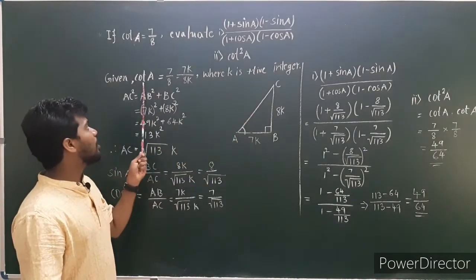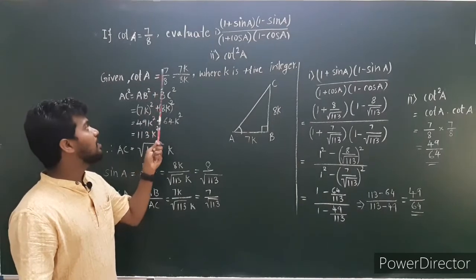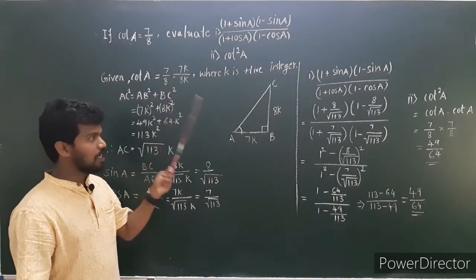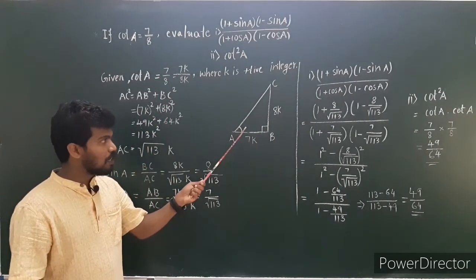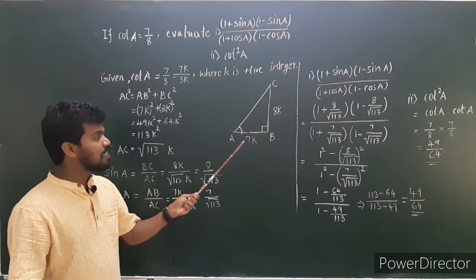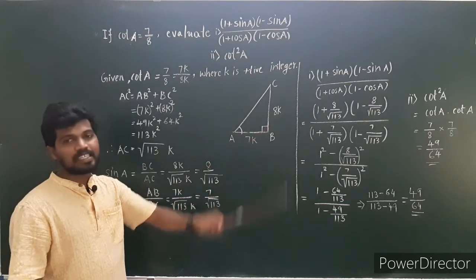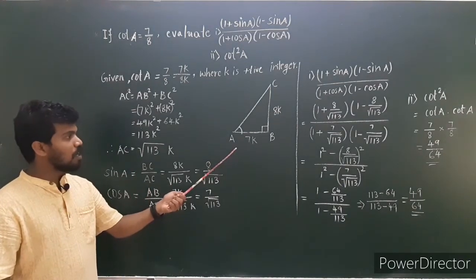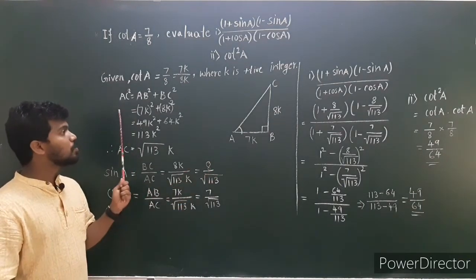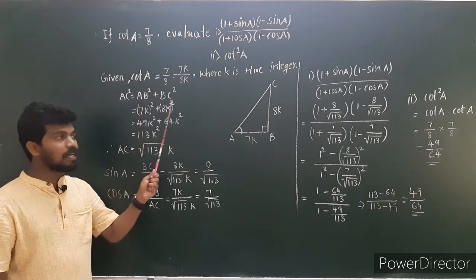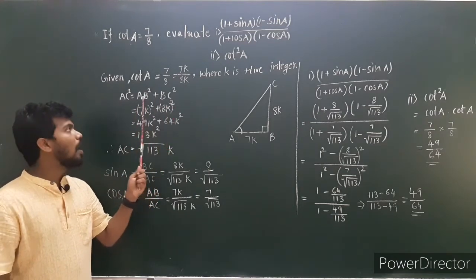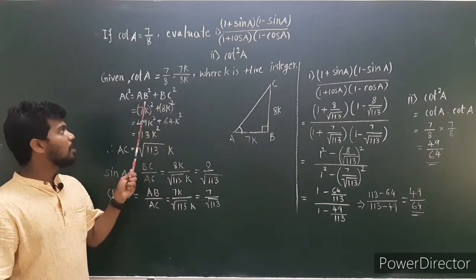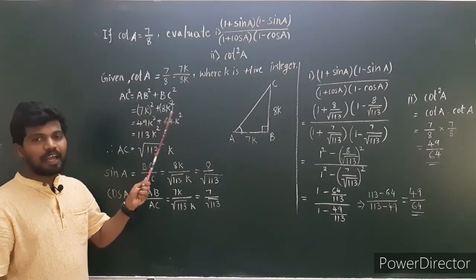You see that cot A, what is the definition of cot? Adjacent side by opposite side. So this is the angle A. Adjacent side is 7k, opposite side is 8k. Correct? Okay. So by Pythagoras theorem, in a right triangle, the square of the hypotenuse is equal to the sum of the squares of the other two sides. So what are the other two sides? One is 7k square, one is 8k square.